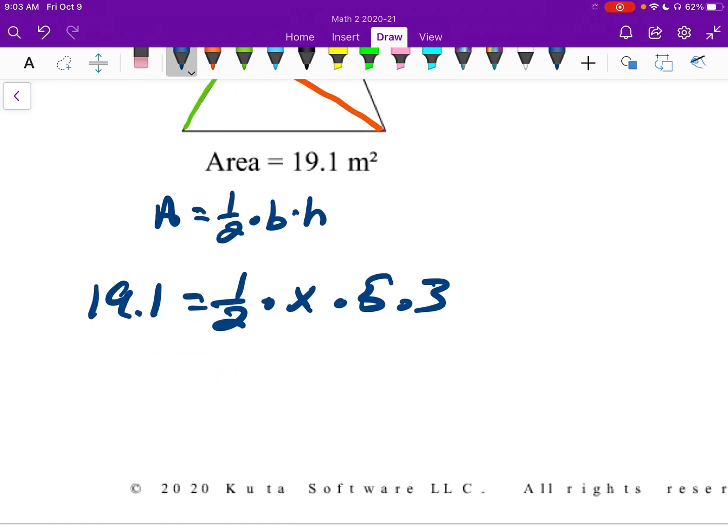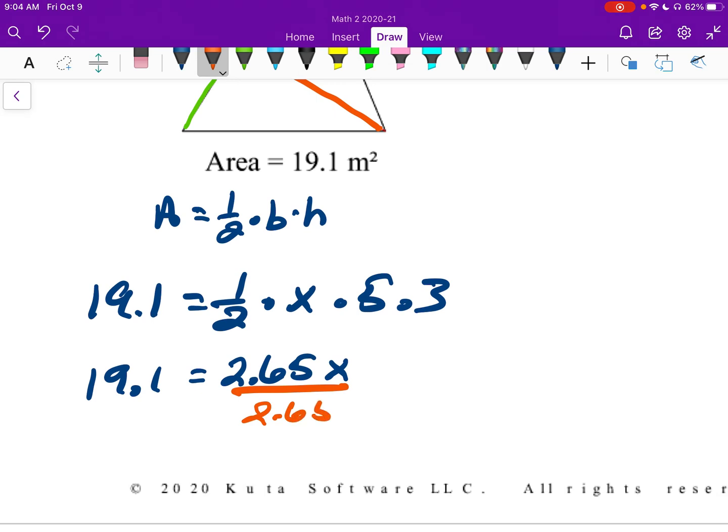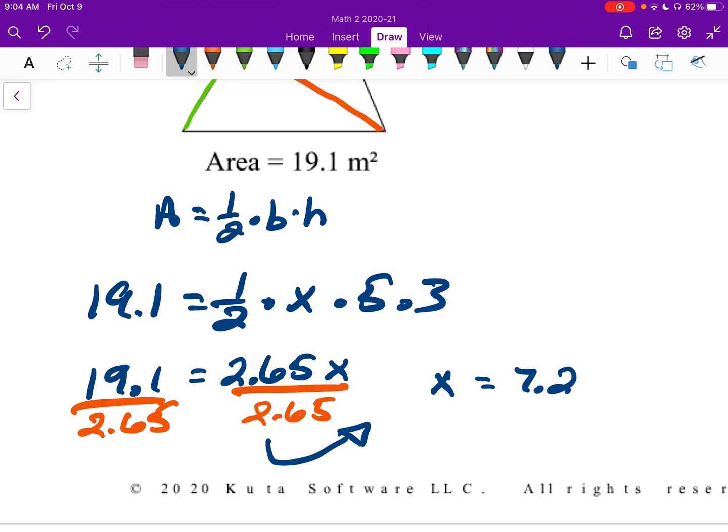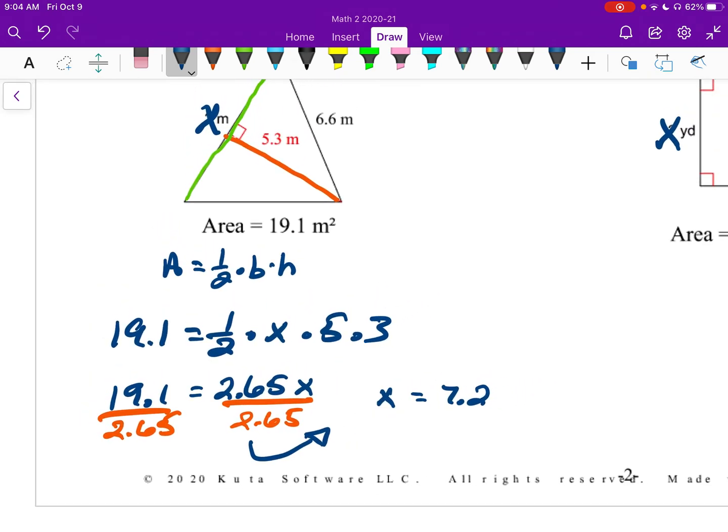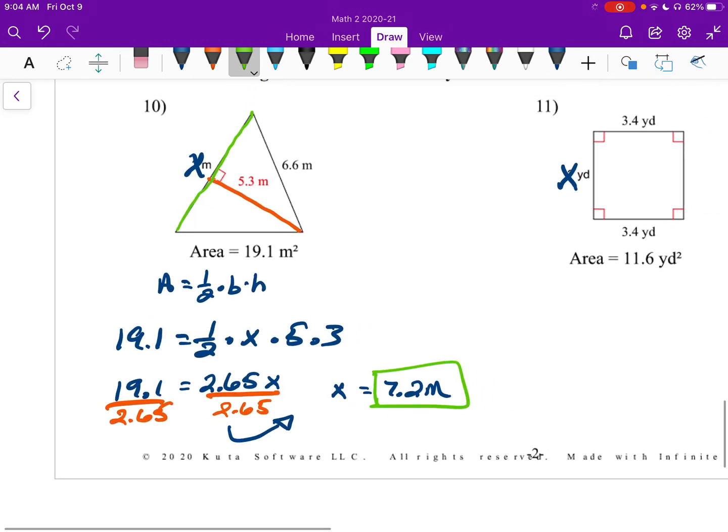So for starters, I'm going to do 1/2 times 5.3, so 0.5 times 5.3 gave me 2.65x. Now to finish solving, I'm going to divide by 2.65. And I say, well, what is 19.1 divided by 2.65? And I got x equals 7.2. And we're talking about meters. So that is the base of our triangle.